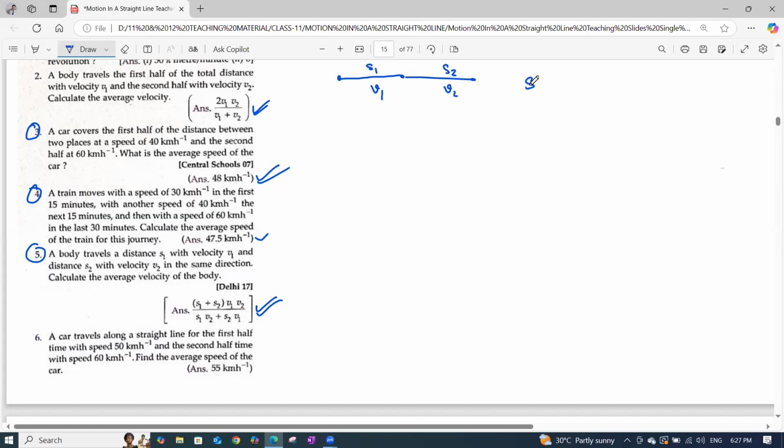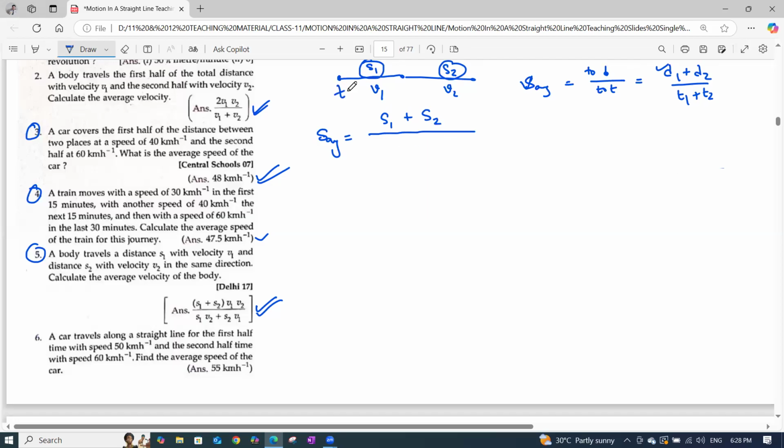Now average velocity, or S_avg or V_avg, whatever it may be, is the total distance traveled by the body in total time taken. What is the total distance? D1 plus D2. What is the time taken? T1 plus T2. Now V_avg is equal to, what is D1 distance? S1 it has traveled, S1 plus, what is D2 distance? S2. S1 plus S2 is the numerator, upon what is total time?